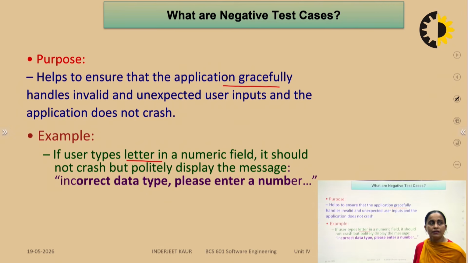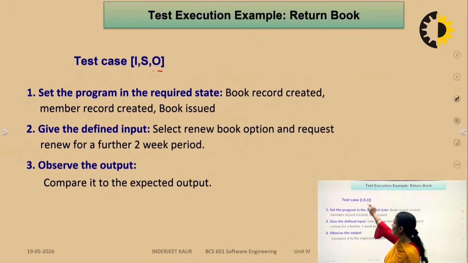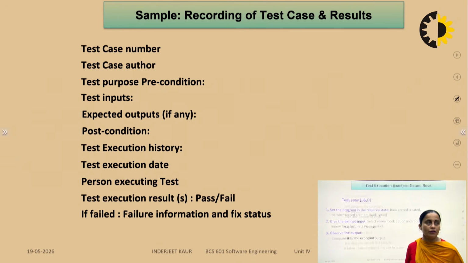Is it going into the infinite loop, or is it politely displaying the message that the data entered is incorrect, please enter a number? So it depends on how I have done the programming. So it should be handled actually at the unit testing. As we have said, a test case means a triplet of ISO: set the program in the required state, give the defined input, and then observe the output.